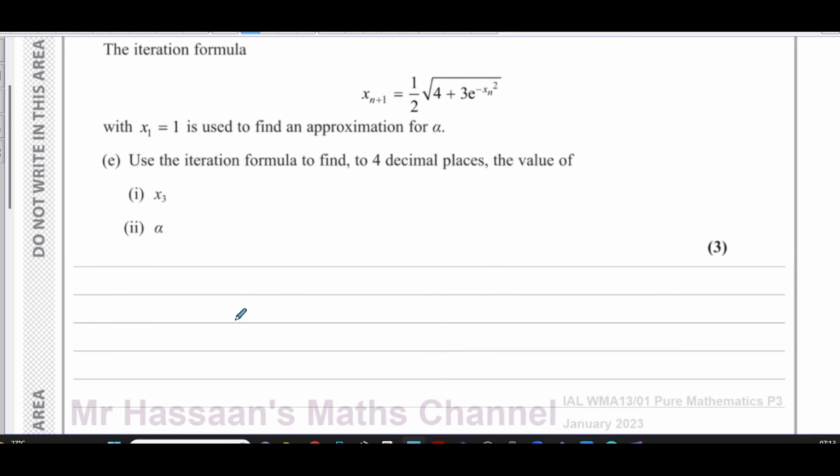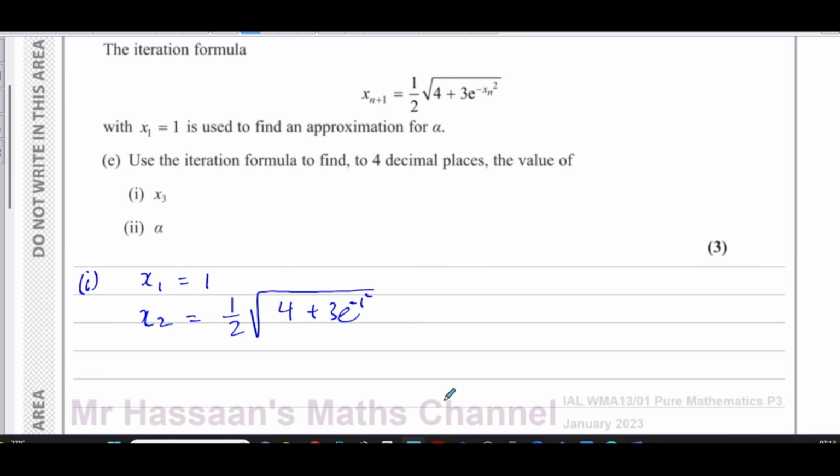So one of the things you'll notice it mentions in the mark scheme is, first of all, we have x1, which is equal to 1. Now for x2, what I would suggest is you actually put down your steps. So you actually put the fact that you're putting 4 plus 3e to the power of minus 1 squared. Minus 1 squared, so the minus is not part of the square here. So be careful about that.